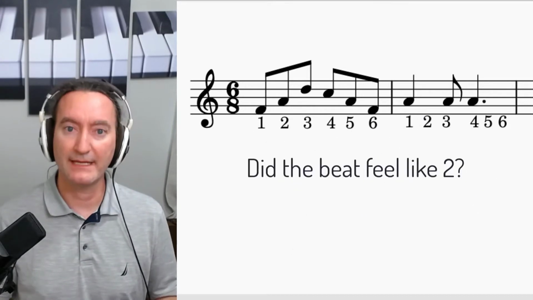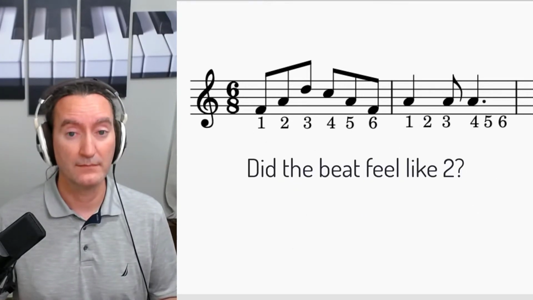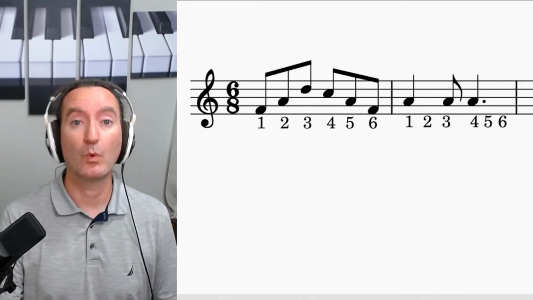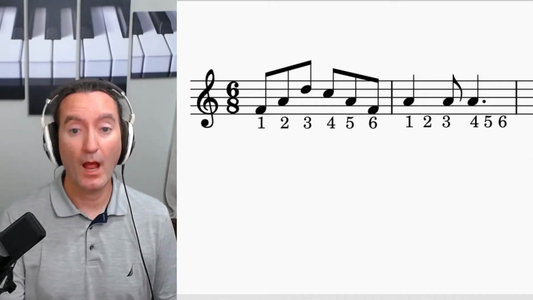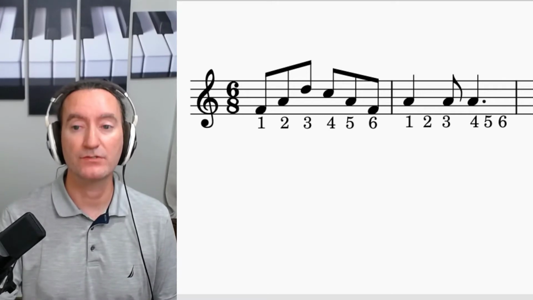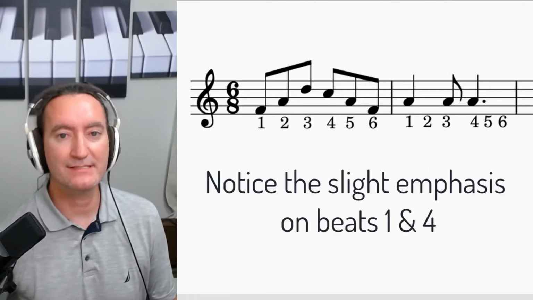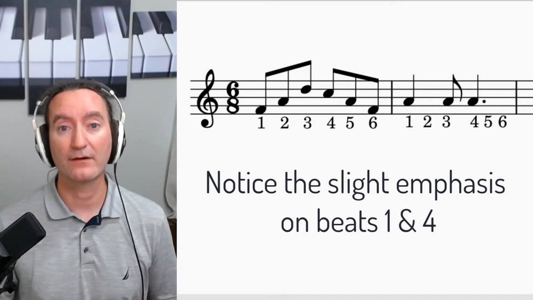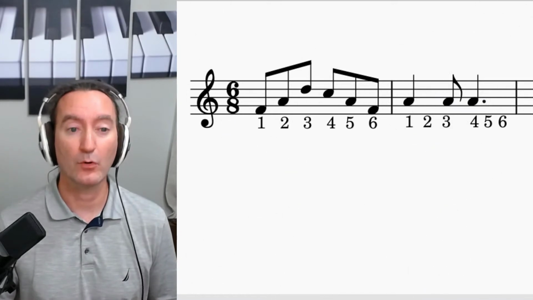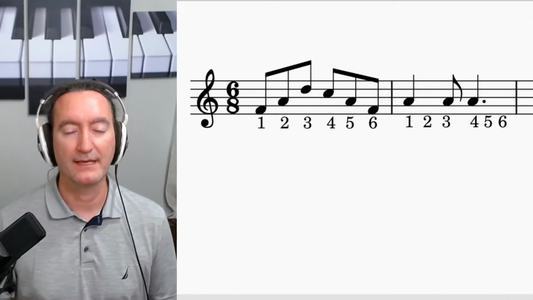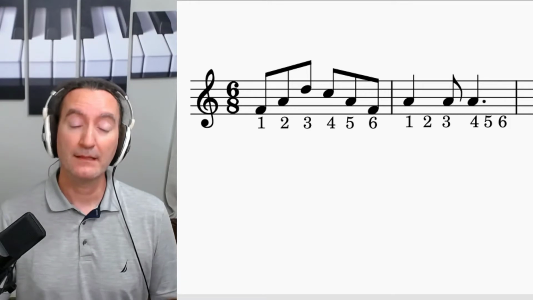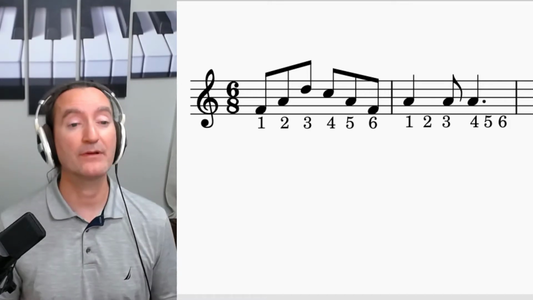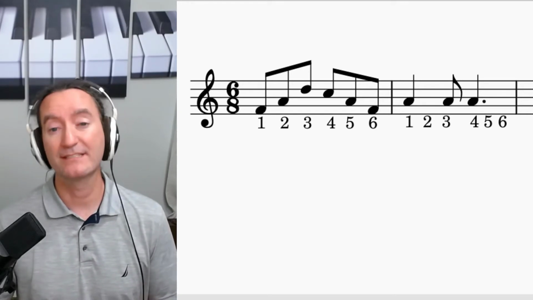Did that feel like 2, 3, or 4? It felt like 2 to me. 1, 2, 1, 2. Or 1, 2, 3, 4, 5, 6, 1, 2, 3, 4, 5, 6. Did you notice that I put a little emphasis on the 1 and the 4? That shows where the important beats are, or what I like to call pulse in this music. Let me show you another way this could be written to help you understand how it can be really, really similar to simple time.